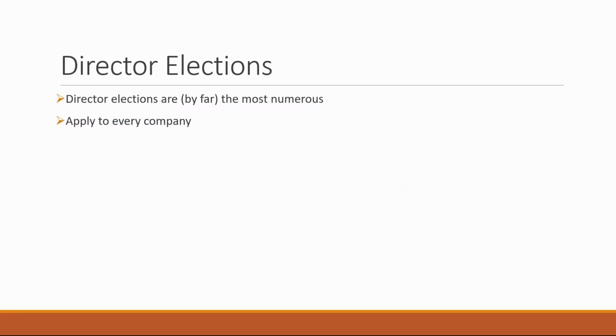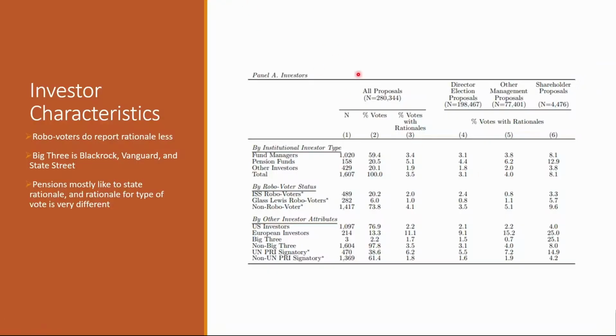Okay, so the authors focus mostly on director elections. If you go back here, they have about 200,000 director elections. They have much lower numbers for shareholder proposals and management proposals. And remember, there's very small percentages that are giving rationales. So when you multiply that with the number of elections, there's not going to be that many rationales given for shareholder proposals, despite 12%. 12% times a much smaller number is not as big as 4% times a very large number.